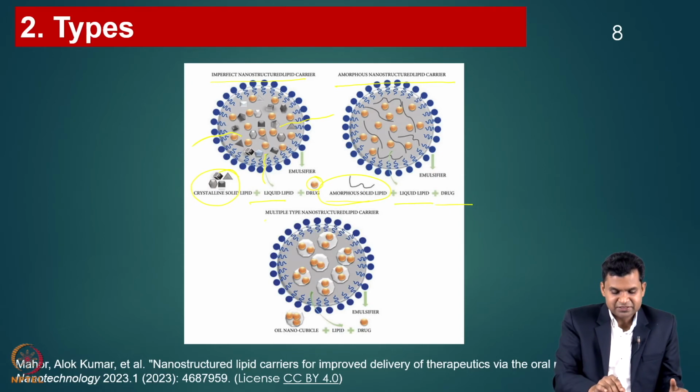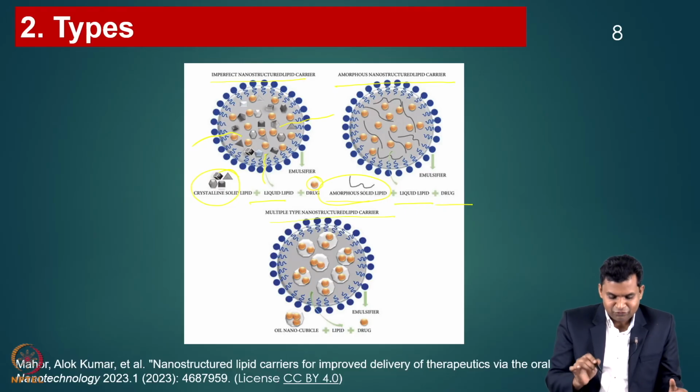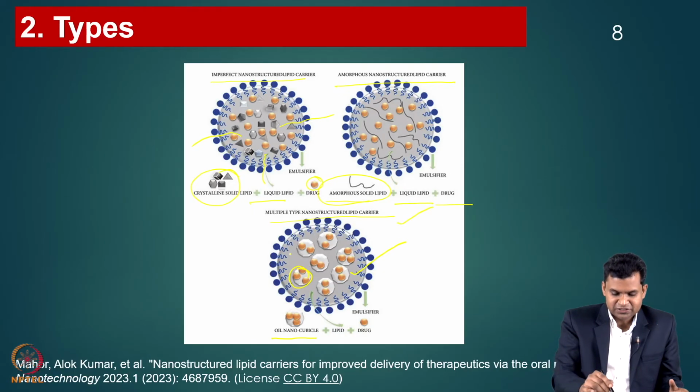The third one is the multiple type nanostructure. Now this is interesting. Here your drug is encapsulated in the oils. The oil globules are surrounded or covered or dispersed in a lipid, that is a liquid lipid. So this is called multiple nanostructured lipid carriers, which is type 3.